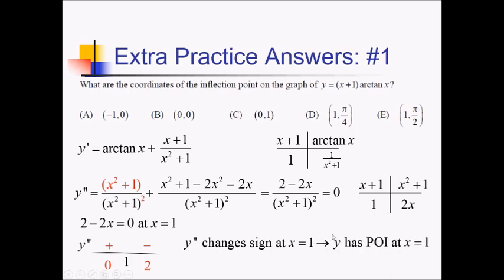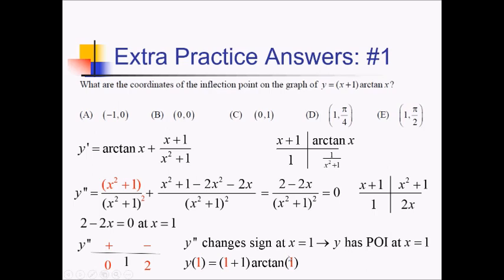So that's good. That tells us that the x value is 1, but if you look at the answer choices, there are 2 answer choices with an x value of 1. So we also have to plug this back in to the original function to figure out what the y value is. So that's going to be, let's see here, 1 plus 1 times arctan of 1.